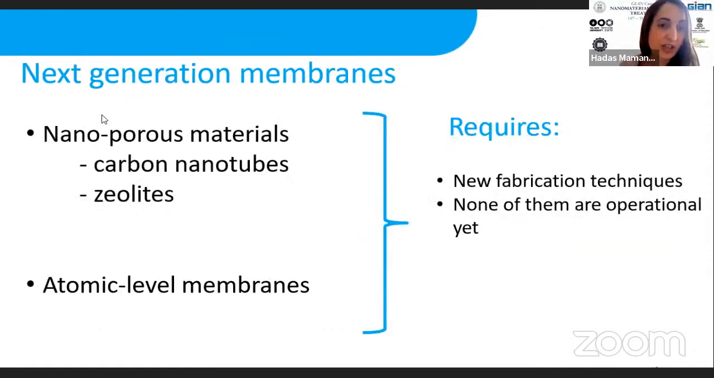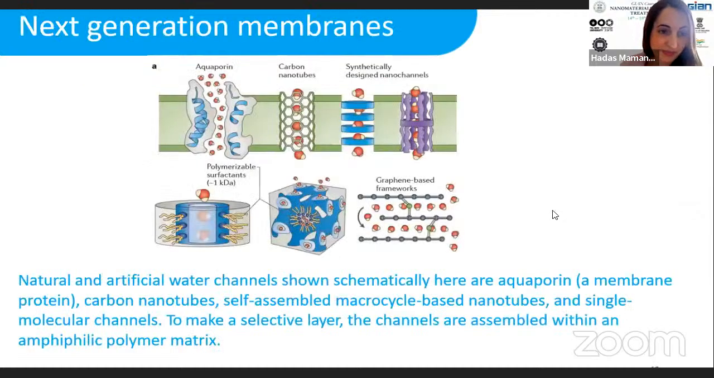Now, the long-term development of membranes can relate to next generation membranes. The next generation membranes are nanoporous materials, such as carbon nanotubes, zeolites, and atomic level membranes. These require new fabrication techniques, and none of them are operational yet. So the next generation membranes also refer to aquaporins.